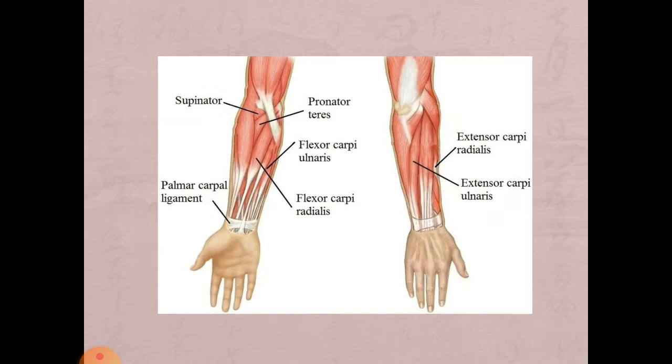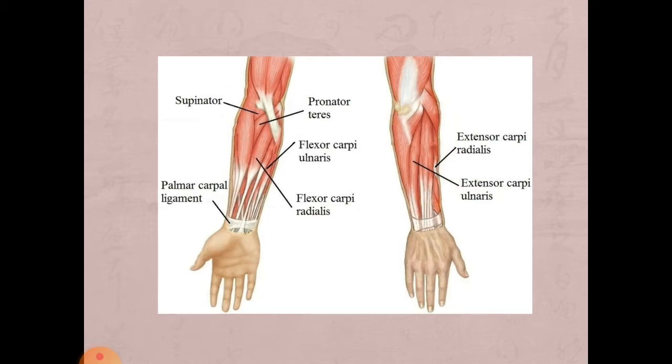radialis muscle. So for the adduction, meaning you are moving your hand towards the body, the muscles that are involved are the flexor carpi radialis muscle and the extensor carpi radialis muscle. So both the flexor and the extensor carpi radialis are responsible for the adduction at the wrist joint.